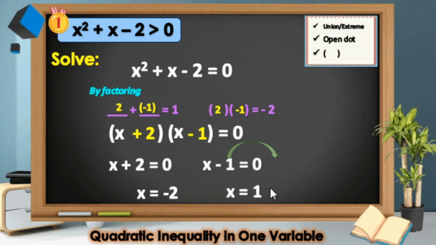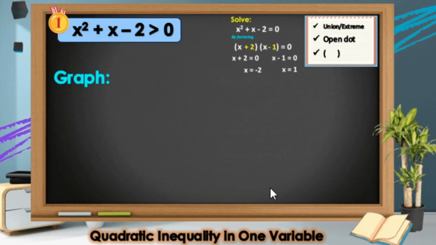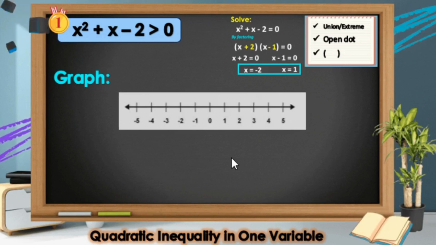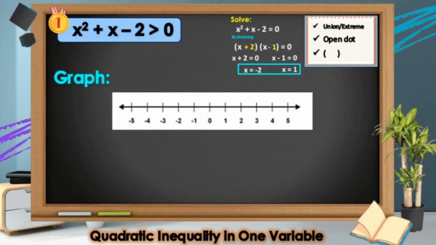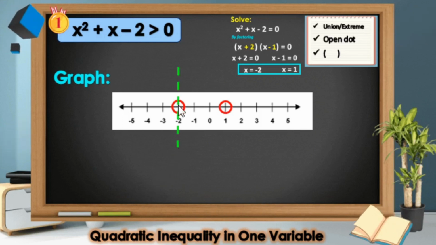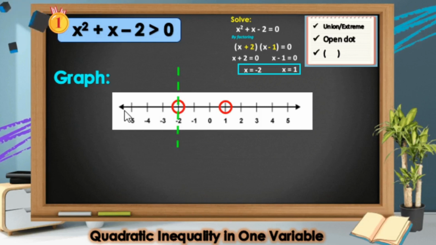So, therefore, we have 2 points, negative 2 and positive 1. So, ayan yung ipa-plot natin sa ating number line. At ang sabi, it should be open dot. So, therefore, dapat open dot yan pag pinlot natin. So, negative 2, ayan. And then, positive 1, ayan. So, kung makikita nyo, magkakaroon tayo ng tatlong region. Ito yon. Unang region. Ito naman yung second region. And this is the third region.